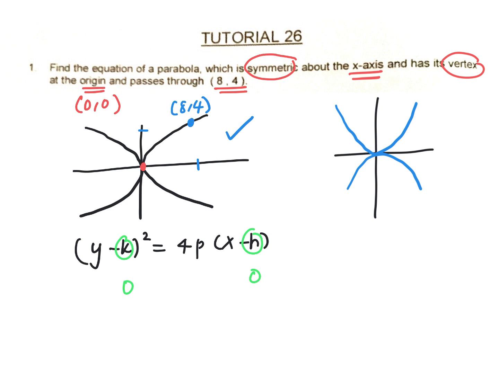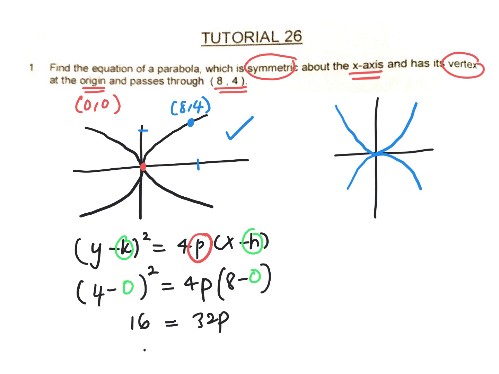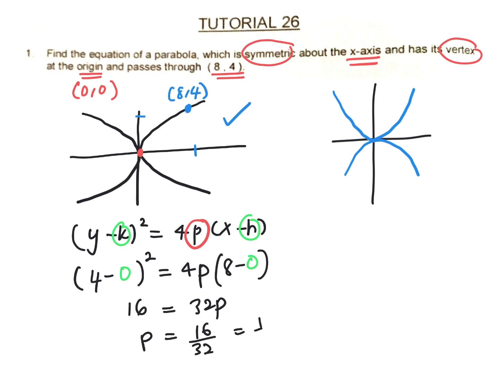We don't have the value of p, but we can find the p value because you are given one coordinate. (8, 4) is given, so 4 is y: (4 minus 0) squared equals 4p times x, which is (8 minus 0). Solving this, 4 squared gives you 16, and this is 4p times 8, which is 32p. So we get p equals 16 over 32, which simplifies to 1 over 2.